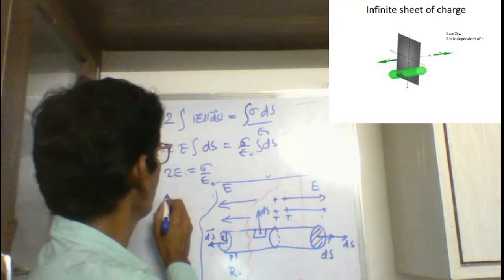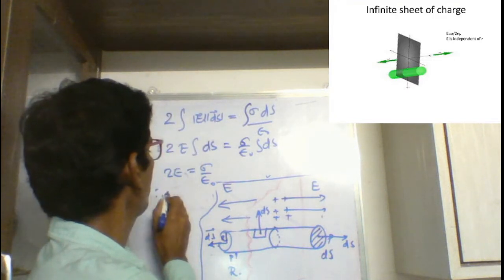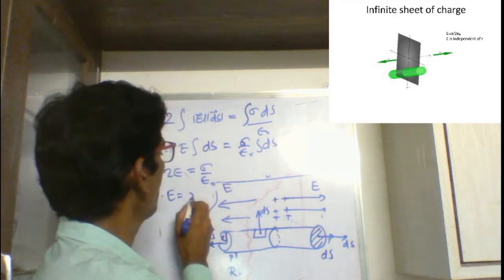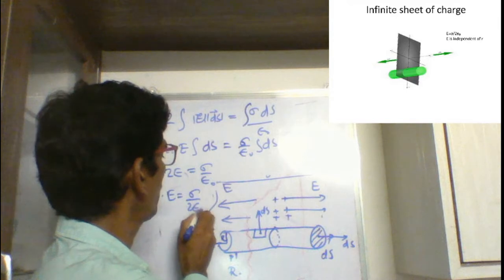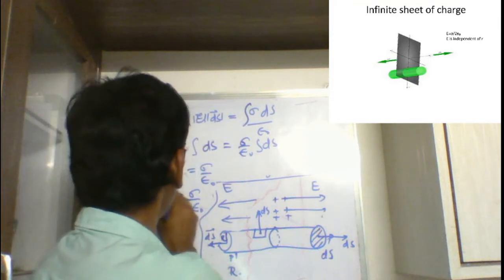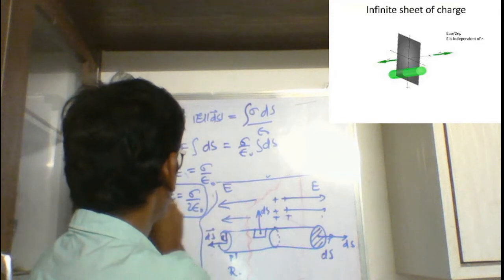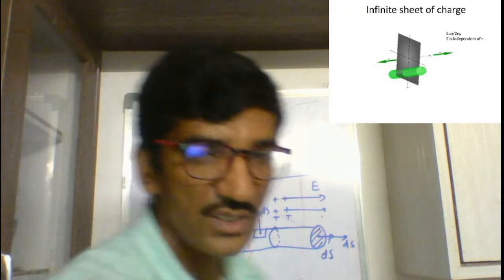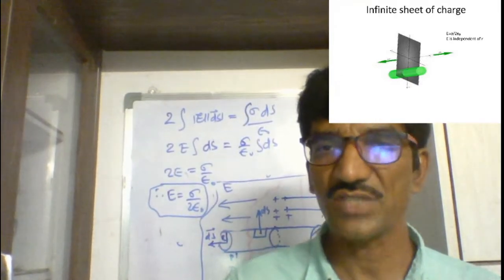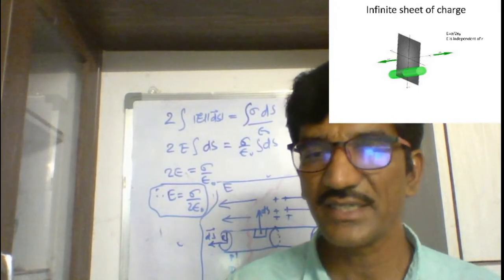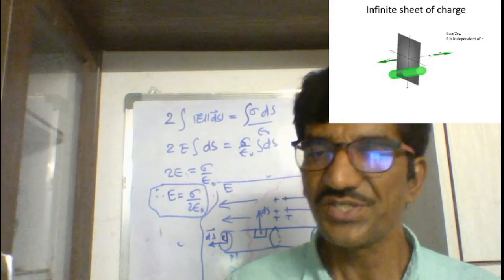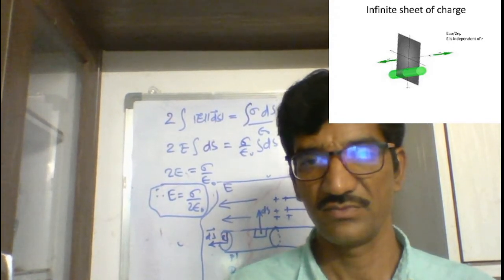So what is your E now? Therefore E is equal to how much? You are getting sigma by 2 epsilon naught. So this is your final expression. This gives you the electric field intensity on both sides of the infinite charge sheet, the infinite sheet of charge.